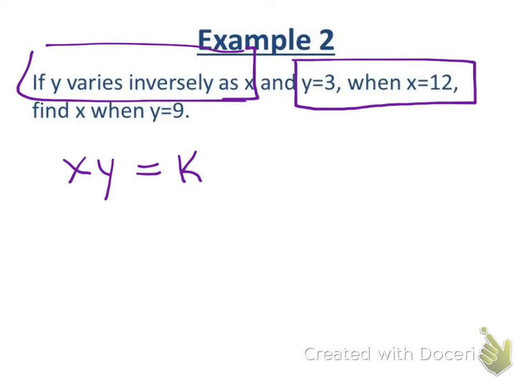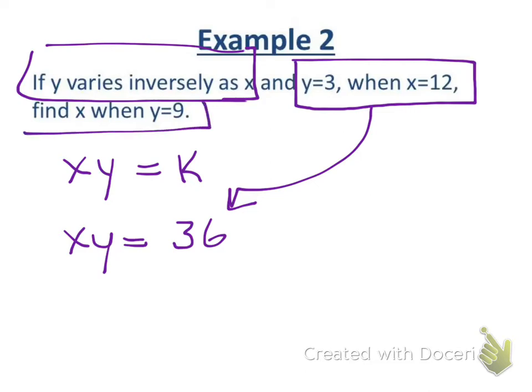Why do we multiply them together? Because that's what inverse variation does. Inverse variation is the product of x and y. So x times y equals 36. That's the specific inverse variation that we're dealing with here. All right? Now, find x when y equals 9. If y equals 9, x has to be 4. 4 times 9 is 36, in the same way that 3 times 12 is 36, right?